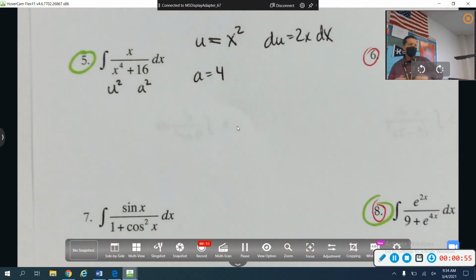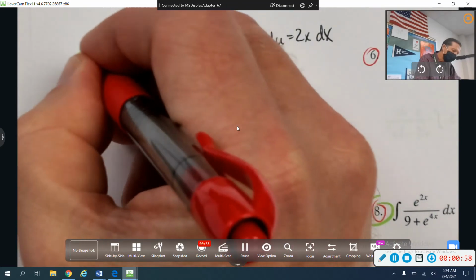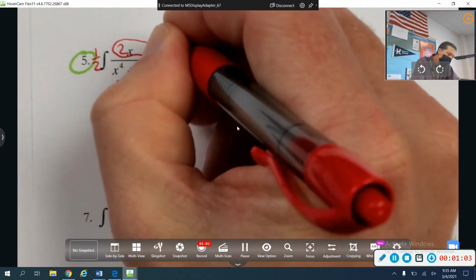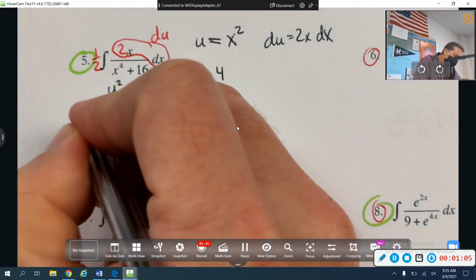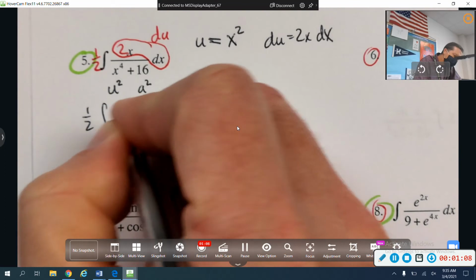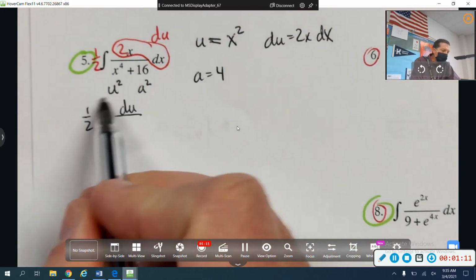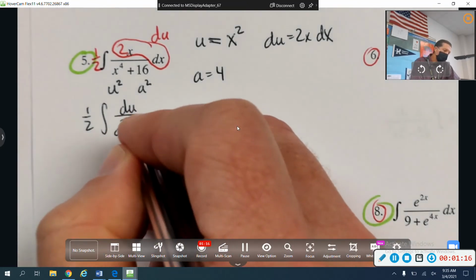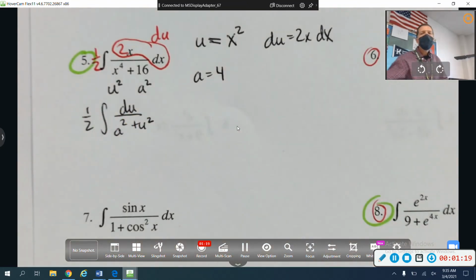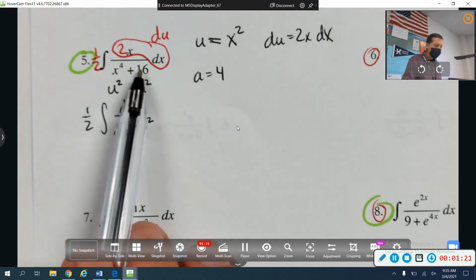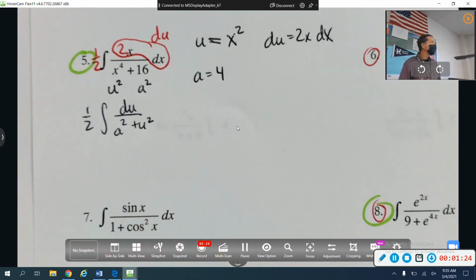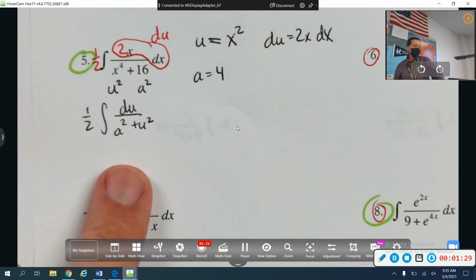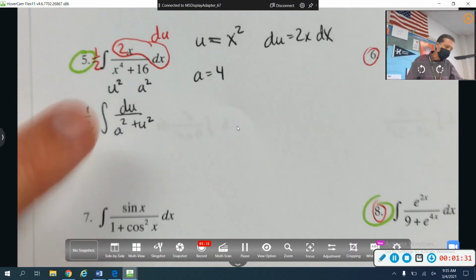Okay, so that's good news. So if I just put a 2 and a 1/2, then we're good for having du in the numerator. So 1/2 integral of du. If you really want to make it look like the formula that we had, we could switch the order of these, if that makes you feel better. A squared plus u squared. But the a always has to be the constant, and the u always has to be the thing with the variable. So the order doesn't matter because it's addition, but if you really want to put them in the normal order, you can do that.